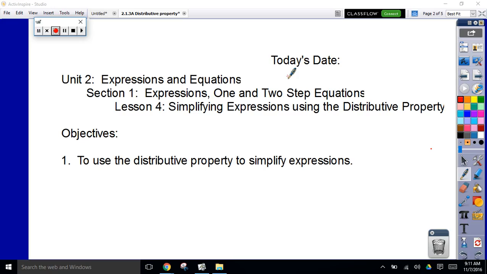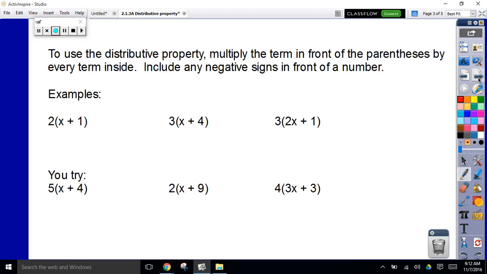Okay, so today's lesson, as I already said, is just specifically about how we simplify expressions using the distributive property. And that is our only objective, using the distributive property to simplify expressions. Once we get this mastered, we'll be combining it with combining like terms to simplify more complicated expressions.